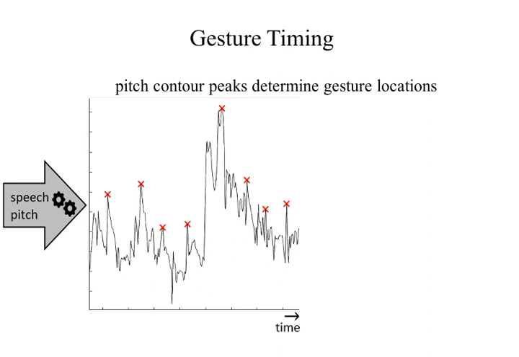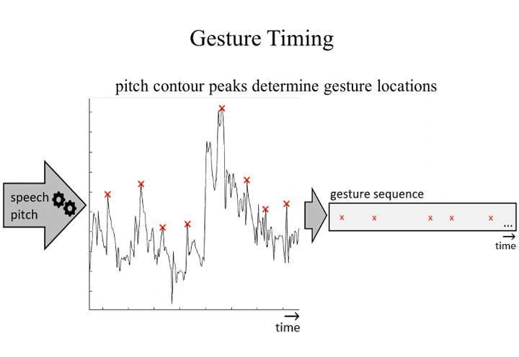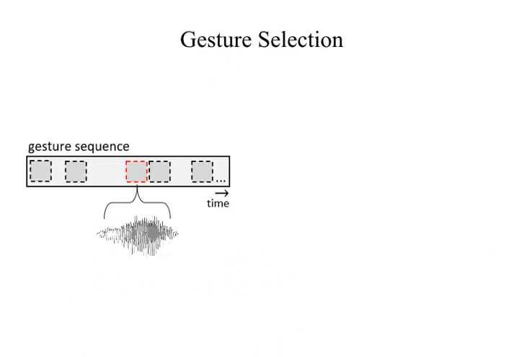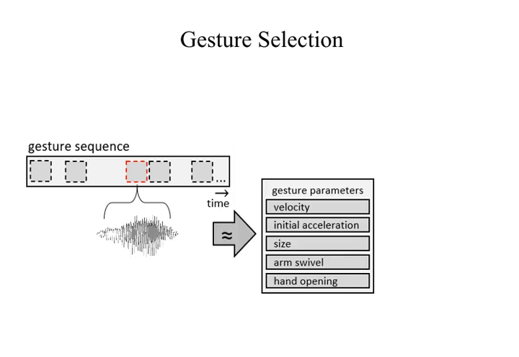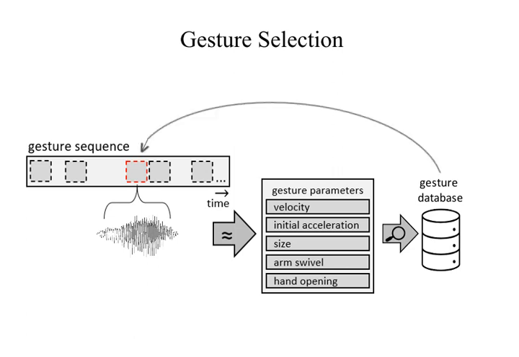To determine when to generate a gesture, we determine the peaks of the pitch contour. A detected pitch peak marks a desired gesture peak. Around each desired gesture peak, we define a gesture slot, to be filled later with an appropriate gesture from the database. Given a gesture timing, we take the associated speech segment, and estimate appropriate gesture parameters. Given this set of desired parameters, we search the gesture database for the best match. The matching gesture is then inserted into the gesture sequence. The gestures in the sequence are connected by generating synthetic motion transitions.